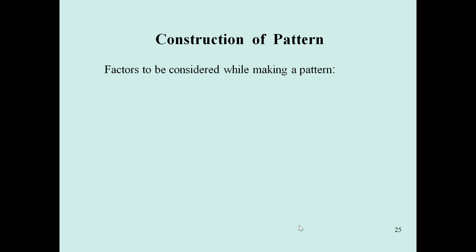So, construction of a pattern. What are the factors to be considered while making a pattern? We can see here: type of metal to be cast. Next, the second one is number of castings required.